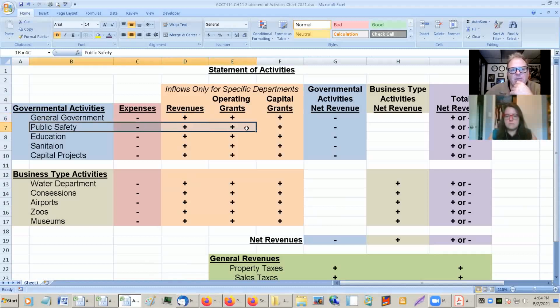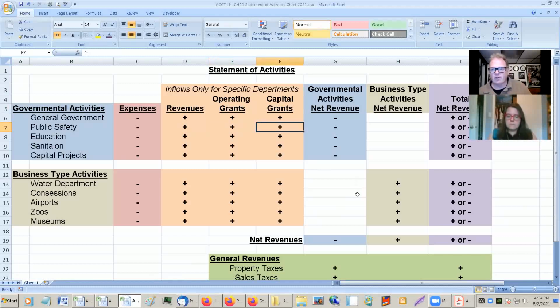So for instance, let's take public safety. They may have revenues from things like tickets, parking tickets and all that kind of stuff. They could get operating grants from the state. Operating grants can only be used for operations, in other words, basically paying employees and paying for bills. And capital grants are used for basically plant and equipment. I should probably put that in there somewhere. So operating grants are just for paying the bills.